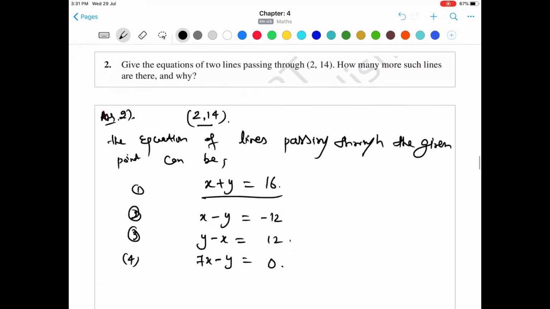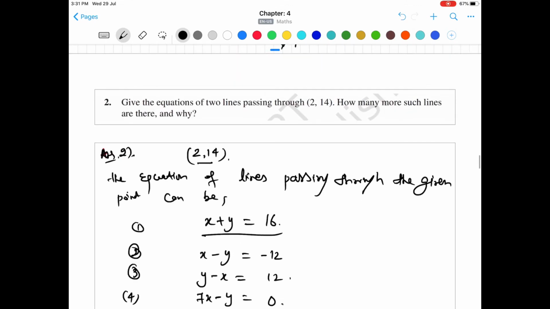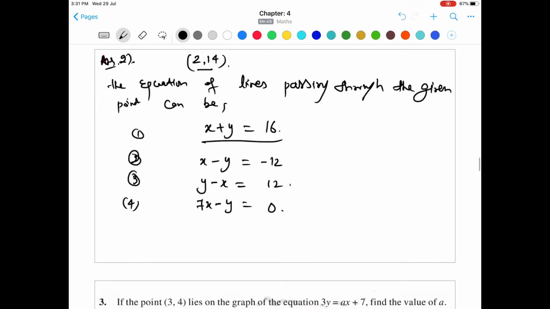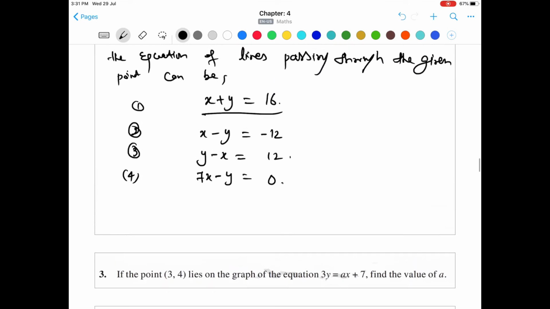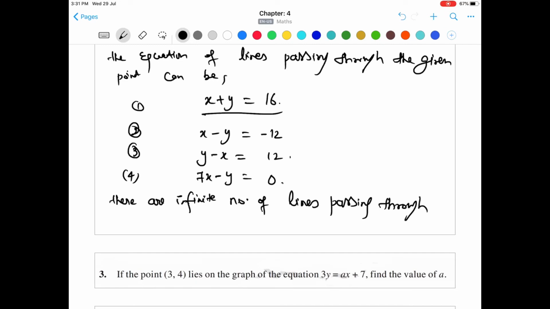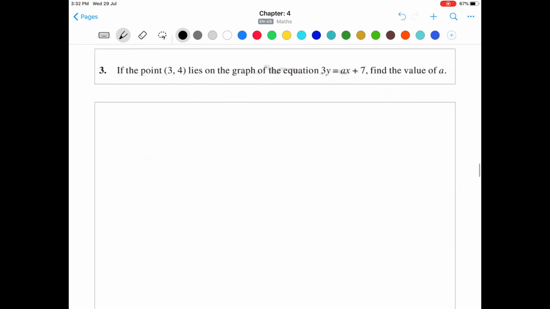Okay, you are asked to write only two equations, so you can write any two, but you are asked how many such lines there are. So the solution will be: there are an infinite number of lines passing through the given point. Okay, so that's the solution of question number 2.